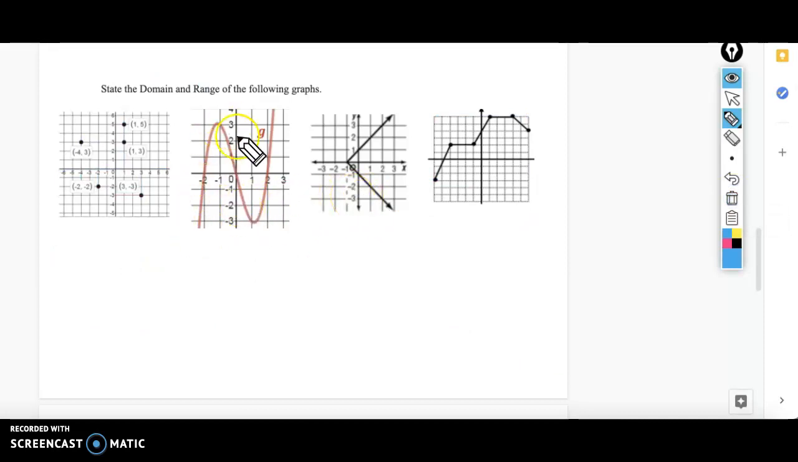Now this one doesn't have arrows on the end, but it is assumed that if it goes off the screen looking like this, there are arrows on the end. I will make sure that on the test I use ones that actually do have arrows like this, but we're going to assume that both of these have arrows. So this has arrows and these have arrows.